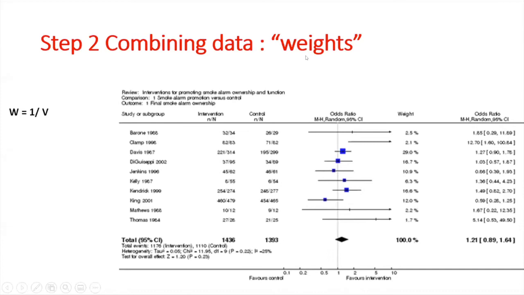So in this study using odds ratio, this study was almost 30% of the total, weighted at 30%, and hence a big fat box. This study was only 0.25%, and look at its weight. Okay, this arrow indicates that the interval is going to continue outside the study in this scale.